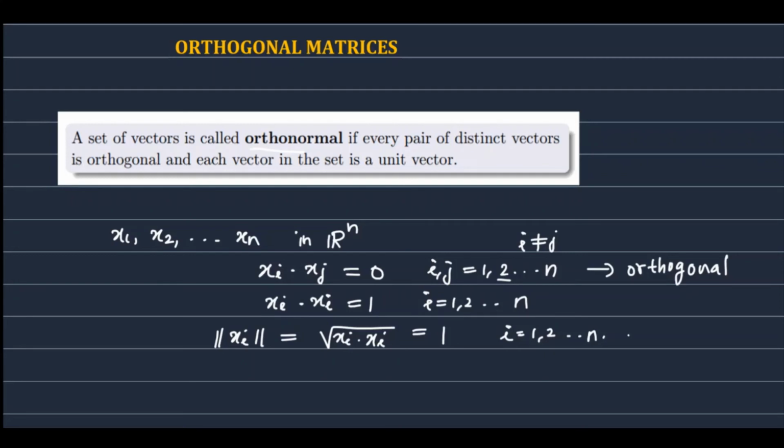So here we have norm 1, and both combined together we have orthonormal vectors. So to get orthonormal vectors, they should be orthogonal and the norm of each vector should be 1, that is, a unit vector.